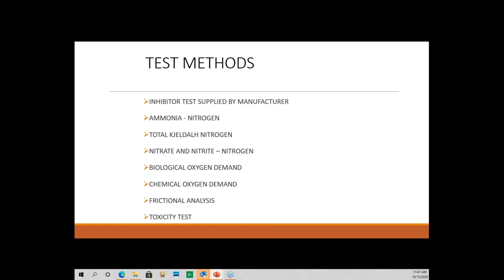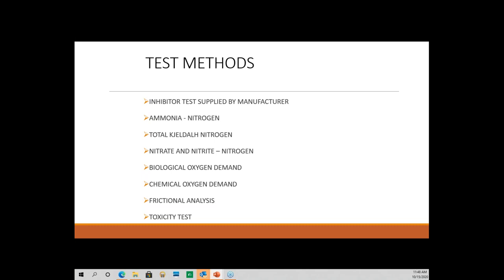Your inhibitor, if you're putting in an inhibitor, make sure that's been tested. We find that these tests, the ammonia nitrogen tests, all these different tests, are important because we found that a lot of these inhibitors or a lot of the chemicals have these different problems within them. So we developed a test to look at the ammonia and the nitrogen. We developed a test to take a look at the nitrates.